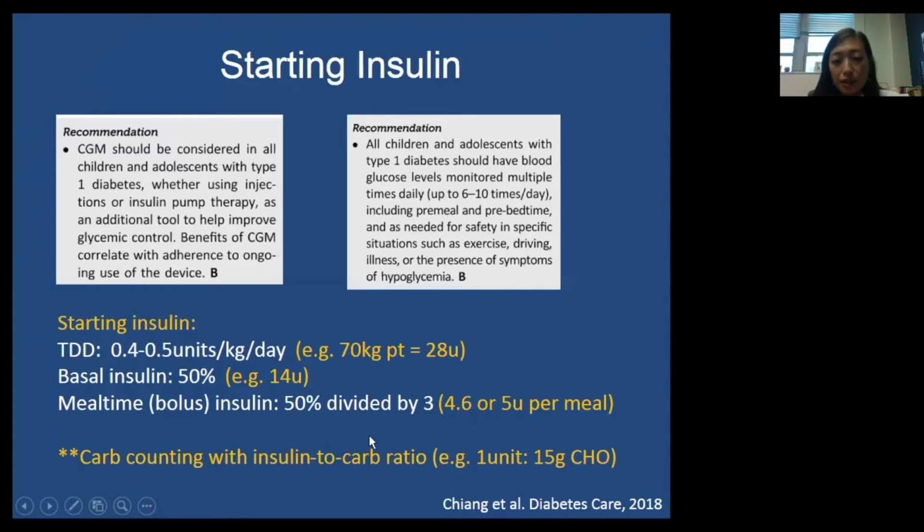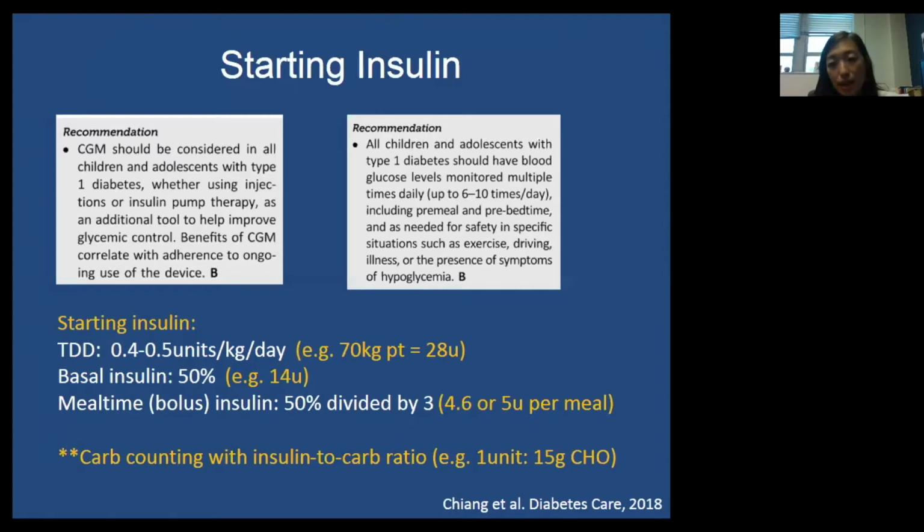And this is a very general way of starting insulin. You can do this for your type 2 patients as well if you are starting them on basal bolus therapy. The ideal way for a type 1 diabetic patient ultimately to control their blood sugars is really to use an insulin to carb ratio, either through an insulin pump or just manually being able to calculate this on a day-to-day basis. And so that's really talking about learning how to carb count.